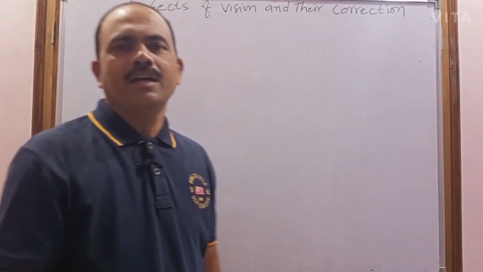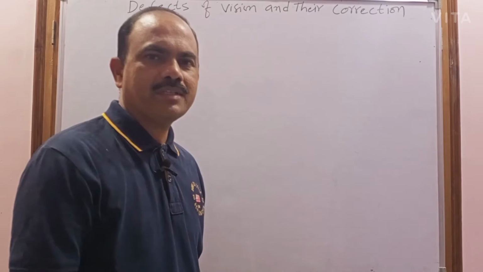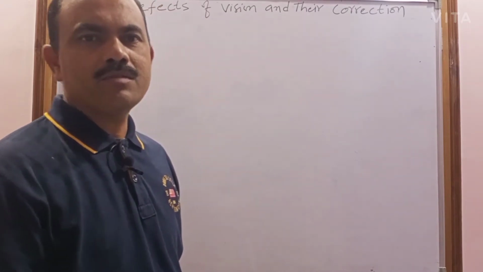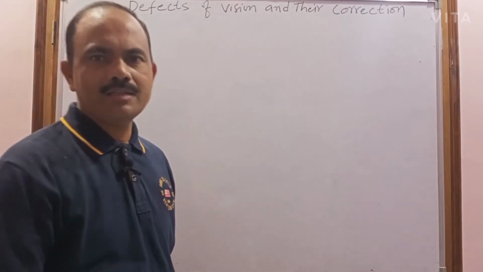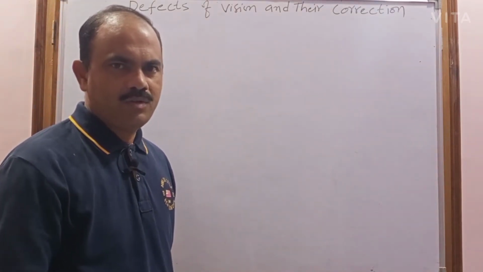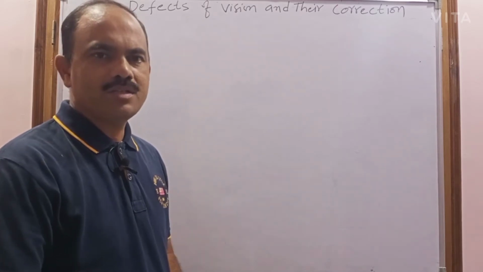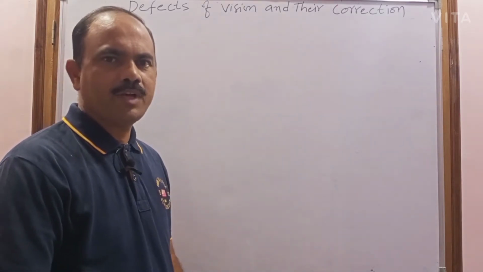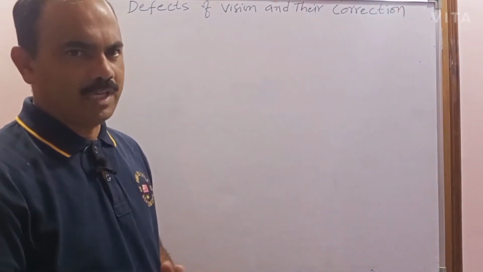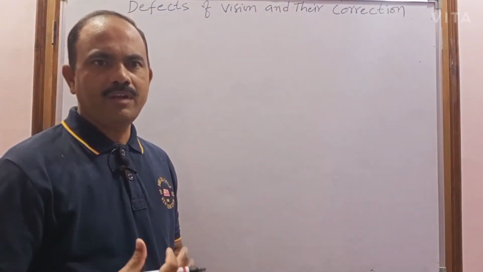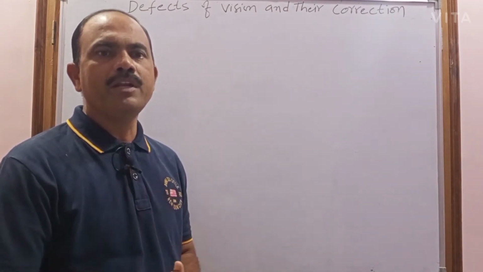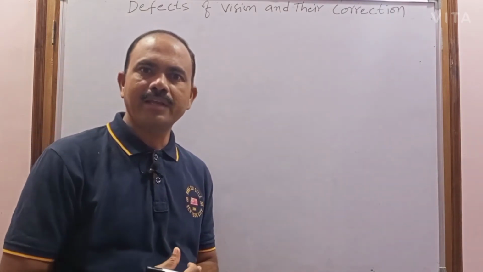Hello children and viewers. In the previous class I explained the structure of the human eye, the maximum and minimum focal length of the human eye, and what accommodation is. What is accommodation? Adjusting the focal length of the eye lens by changing the radii of curvature. Who can adjust it? The ciliary muscles. But as our age grows, the ciliary muscles lose their ability.